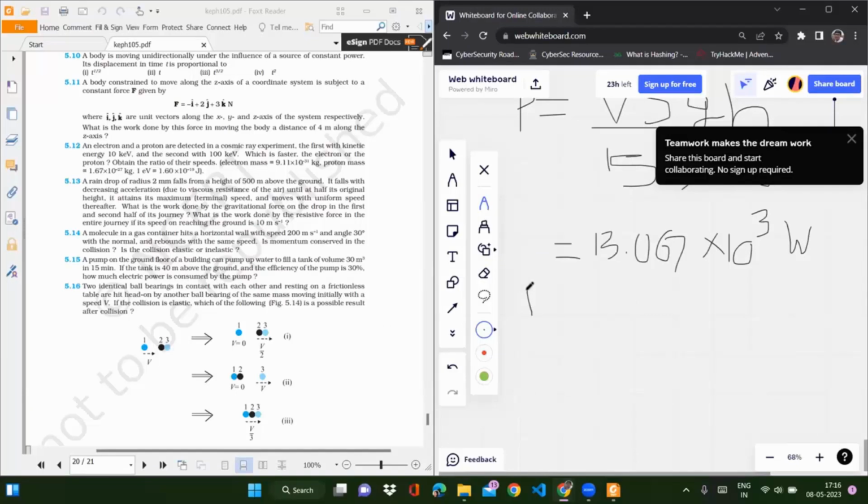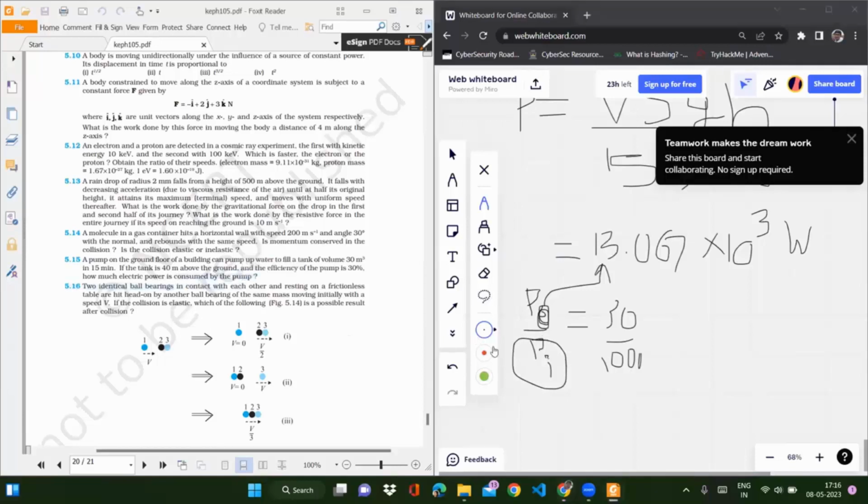So we can say that power output by power input equals 30 by 100, the efficiency. In this case, the power output is this, as this much amount of power should be given so that work is done. And the power input is actually what we need. How much electric power is consumed by the pump? Consumed by the pump means the power input. So putting this value in, you can get the power input, which comes out to be 43.6 kilowatt.